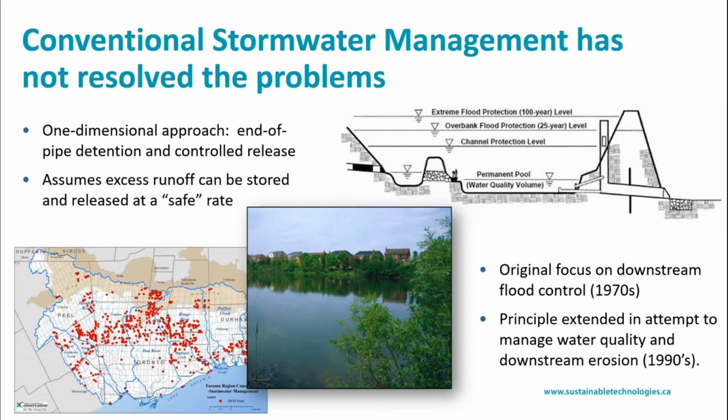We assumed we could drive benefits from stormwater management just by controlling for peak flows by releasing water at a safe rate. And the example we can see here in the top right is a typical stormwater management pond. So we can see it has extreme flood protection for a 100-year level, meaning a 1 in 100-year storm event could occur, and it could hold that level of a major storm event.